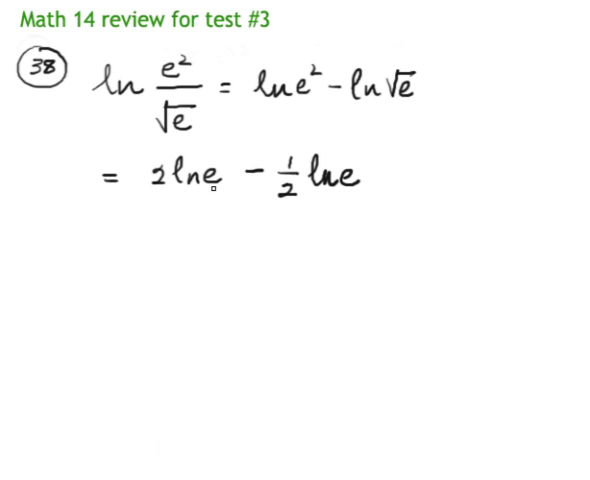Okay, ln e, that's the log base e of e. Well, the exponent such that e to that exponent is e, is just 1. So the log base e of e is 1. So this is 1, and this is 1. So we actually have here 2 minus 1/2, which is equal to 3/2.